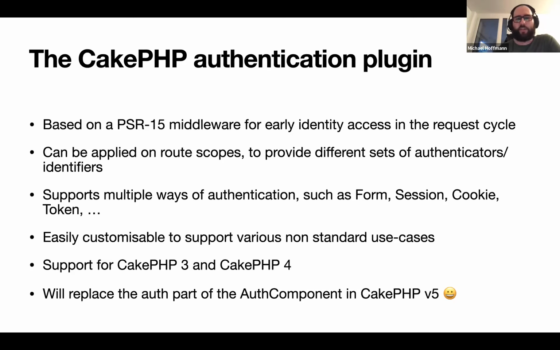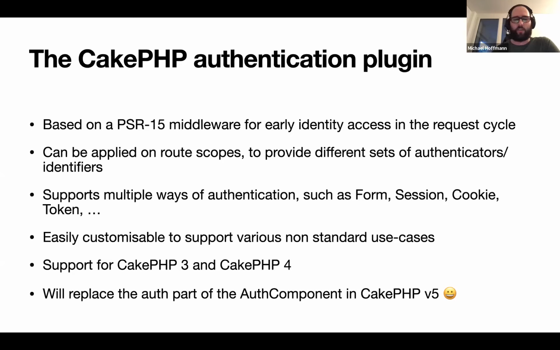Another awesome feature, in my opinion, is that you can apply these authentication middlewares on different route scopes. That helps you, for example, to provide different authentication systems, if you want to authenticate against an API, so a stateless authentication, or if you want a normal username and password authentication for different parts of your application. The plugin supports various ways, such as form, so username and password, session. So when you come back with a session cookie, you don't have to re-authenticate. A cookie authenticator, which is used like a remember me cookie, token, JWT authentication for APIs, and so forth.